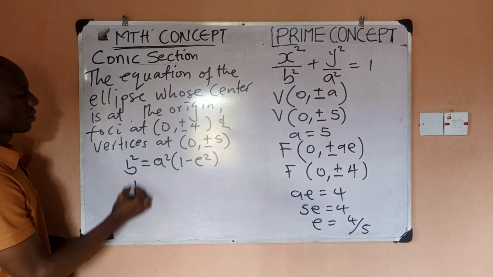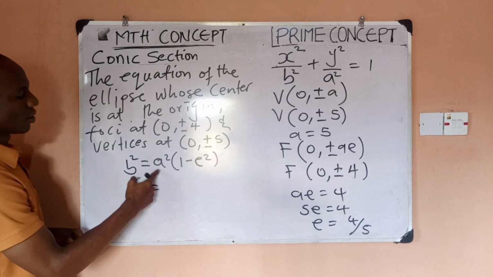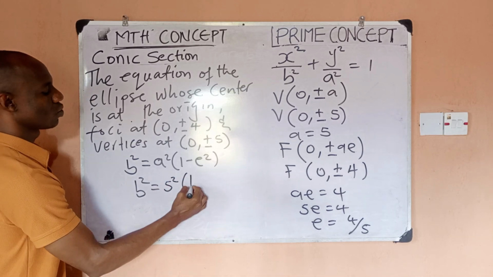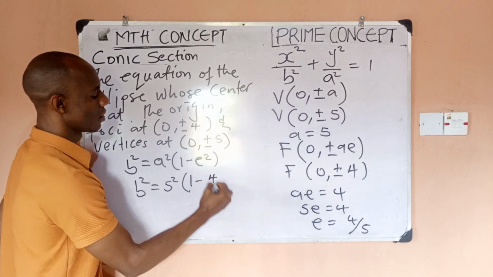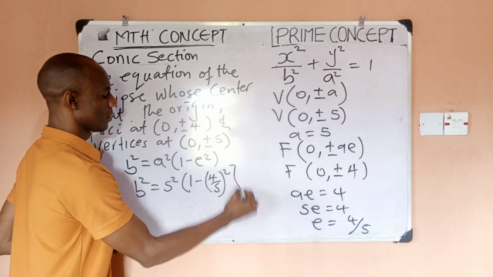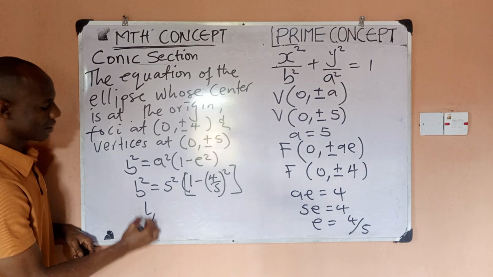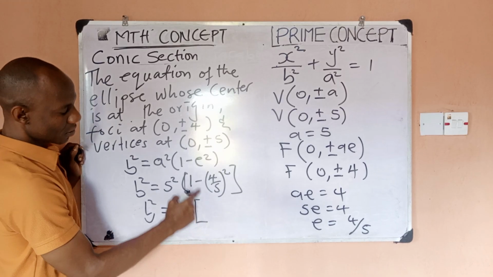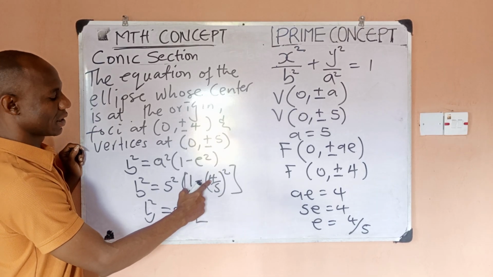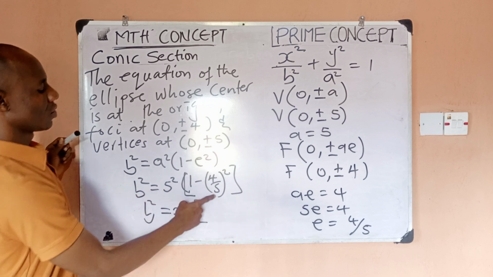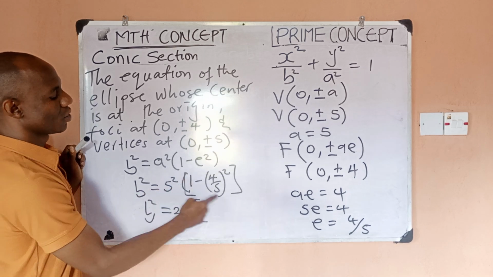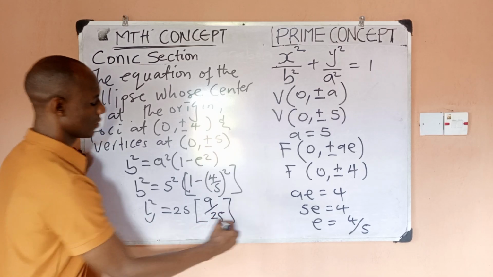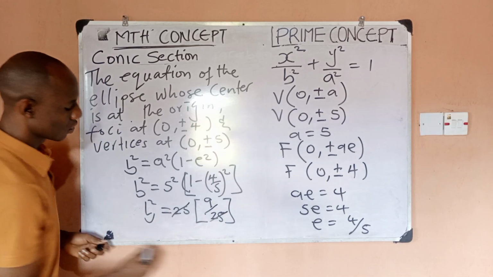So b squared is what I'm trying to find. So I have a, what is my a? 5. So I have 5 squared into 1 minus e, what is my e? 4 by 5 all squared. So this is what I have here. So that b squared becomes 25 into 1 minus 16 over 25. So this is going to give me 25 times this. 25 minus 16 is 9. So I have 9 over 25 in there, so that this can go.